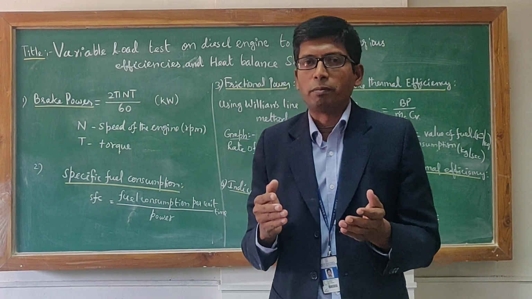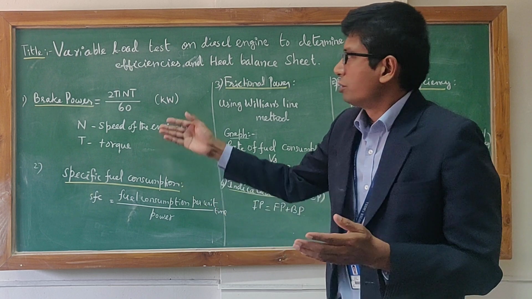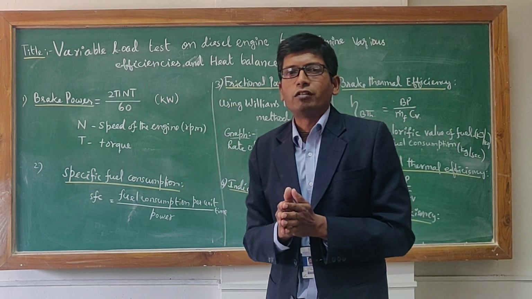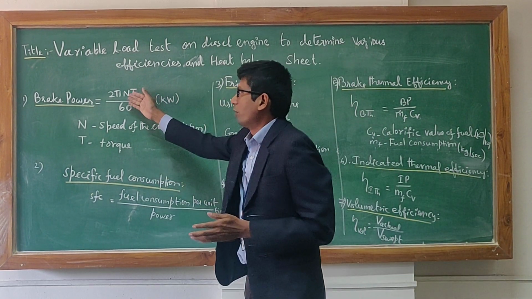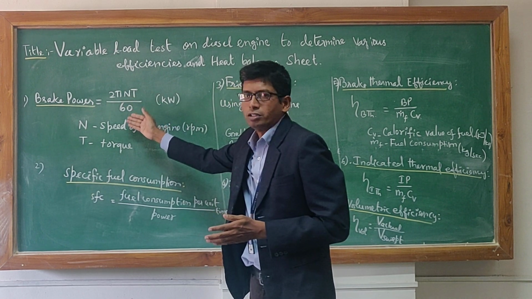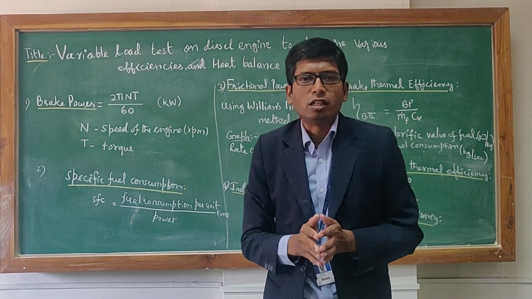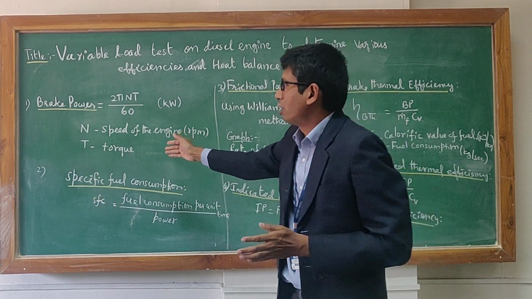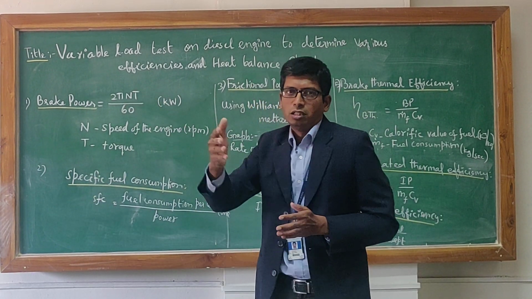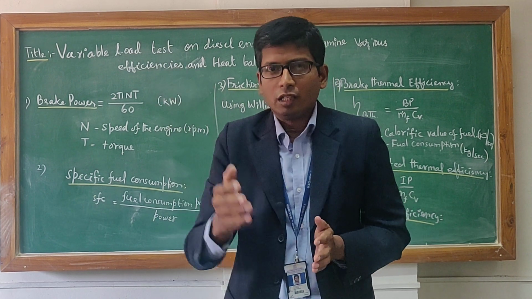We all know what brake power is already. So here we are seeing the brake power calculation. The formula is 2 pi NT upon 60, where N is the speed of the engine and T is the torque which is being measured in the setup. That we will be seeing shortly.